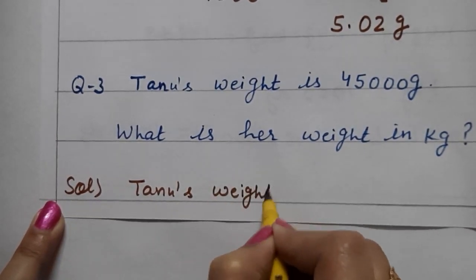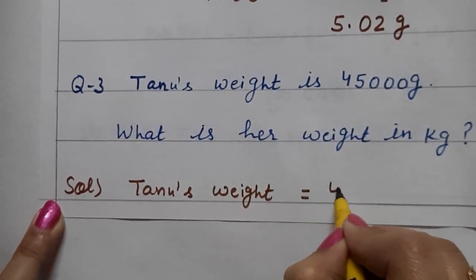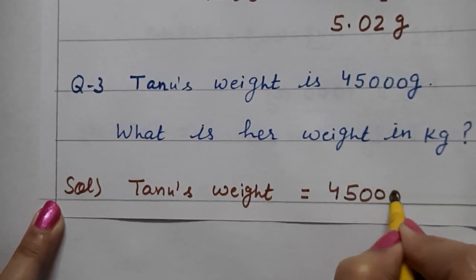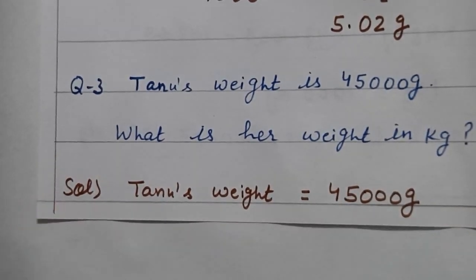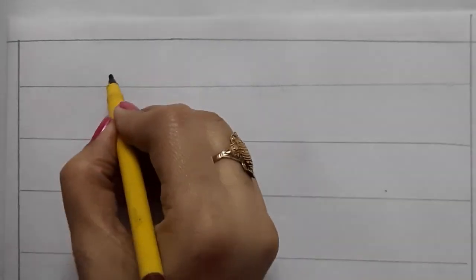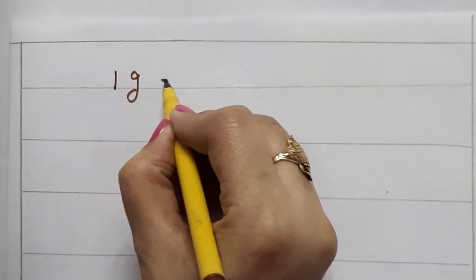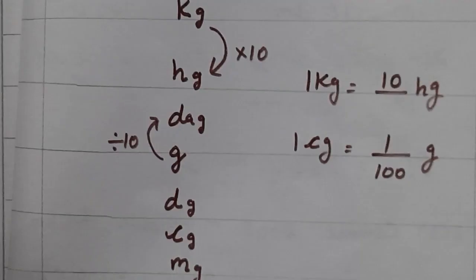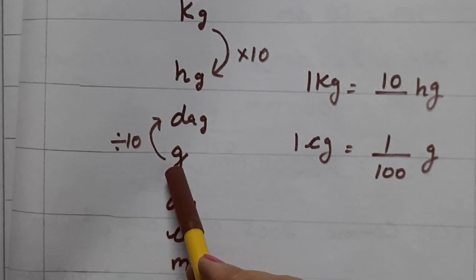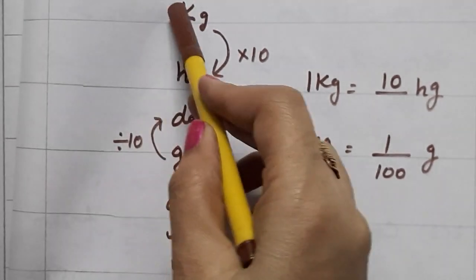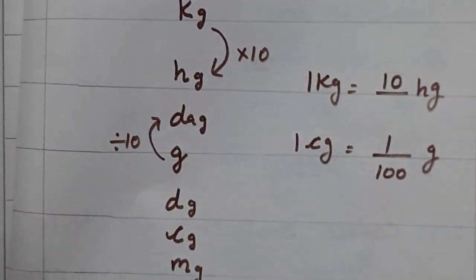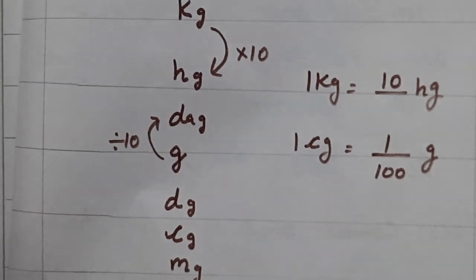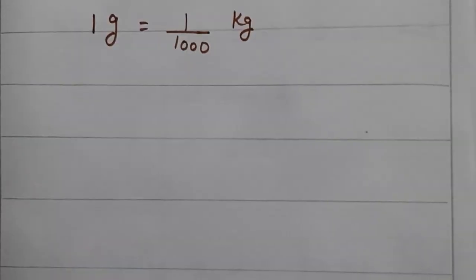Tanu's weight is equal to 45,000 gram. We have to calculate Tanu's weight in kilogram. So first of all, we should know that 1 gram is equal to dash kilogram. Gram to kilogram, 3 steps above you are going. So 1 gram is equal to 1 upon 1000 kilogram.